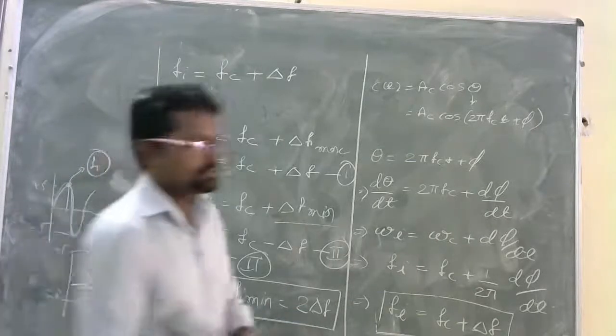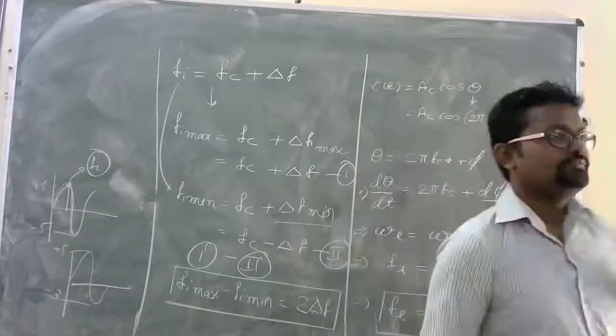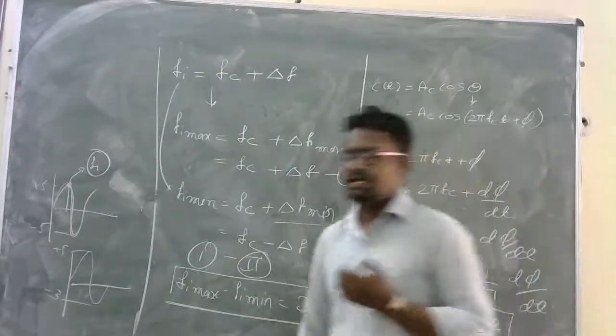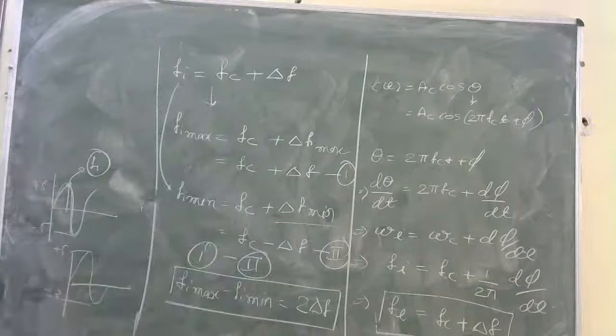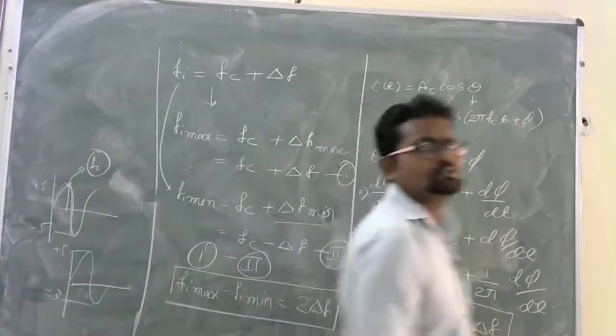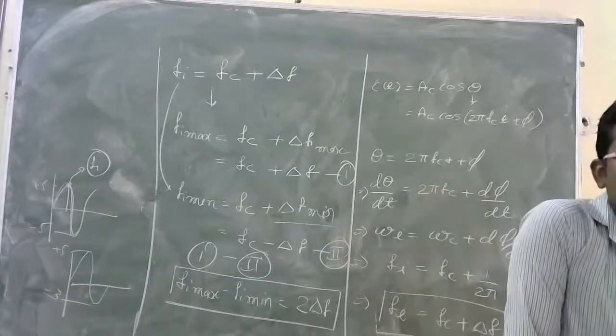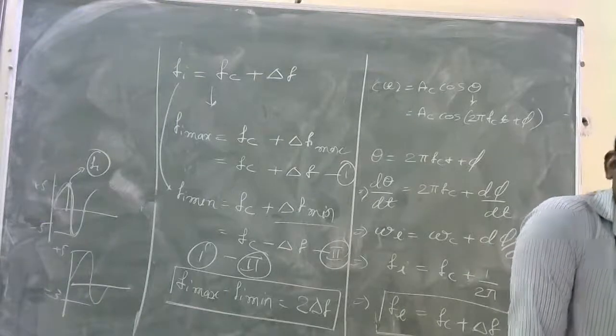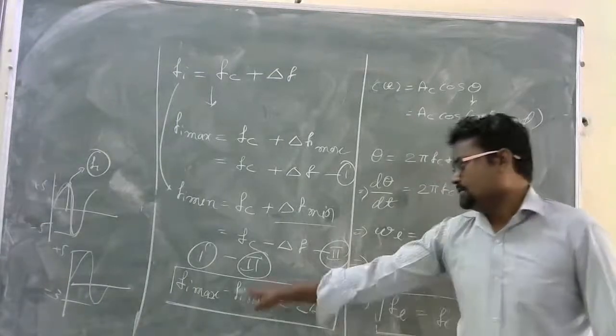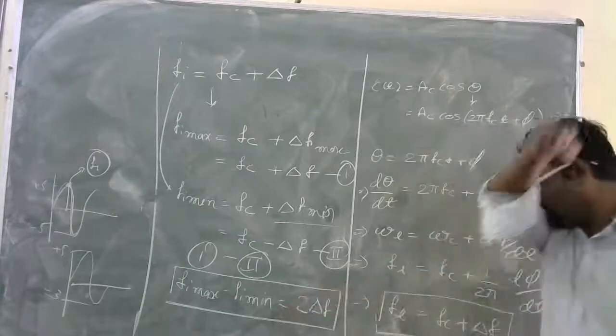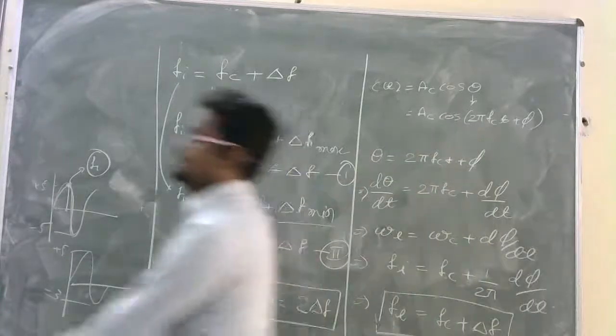Is it clear? So if in an exam the frequency deviation is given and someone asks you what is the value of frequency swing, what is the value of frequency swing? Twice of del F. If the deviation is 20 hertz, so what is the value of carrier swing or frequency swing? 40 hertz. That's it. Fi max minus Fi min equals twice del F.